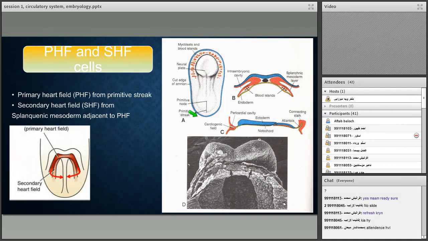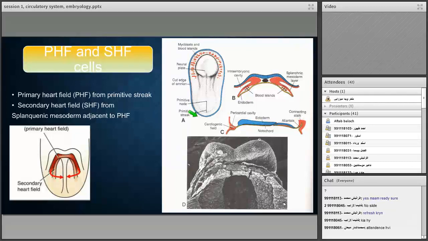Let's start the embryology of the heart. Almost in the middle of the 3rd week of the embryonic period, the embryo cannot use diffusion to obtain materials from other sides as it grows, so there is a need for blood vessels to exchange the materials and give beneficial materials to the embryo.